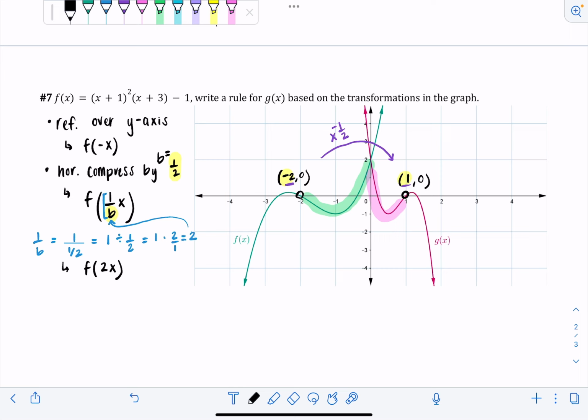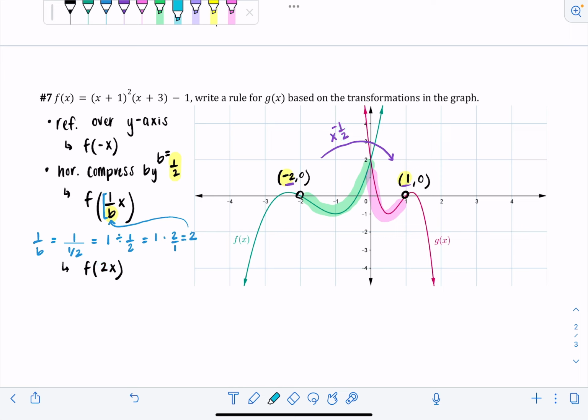Horizontal dilations are pretty funky, because whatever it looks like in the function, it's the reciprocal of that on the graph. So if you see a fraction in the function, it's actually a stretch, and if you see a whole number like 2 inside the function, it's actually a shrink by the reciprocal of that, so 1 over 2. In this case, we had the shrink of 1/2. In the function itself, it's the reciprocal of that, 2.